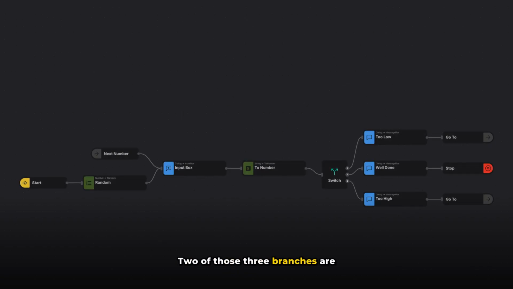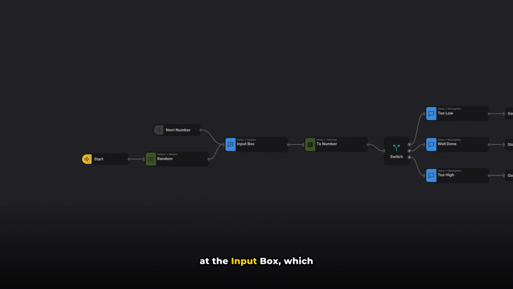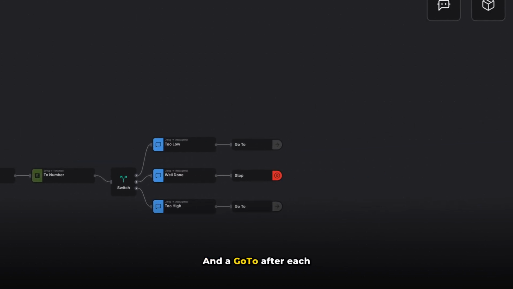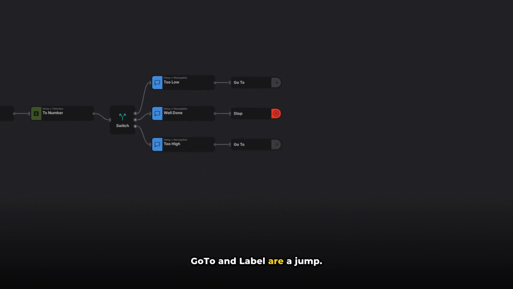2 of those 3 branches are not the end of anything. The player guessed wrong, so the flow has to go back and ask again. It needs to resume at the input box, which is in the middle of the chain. A wire all the way back there would cross everything on the canvas. So we put a label just in front of the input box and call it next number. And a GoTo after each of the 2 wrong answers, both of them pointing at that label. GoTo and Label are a jump, the same loop with none of the wire.